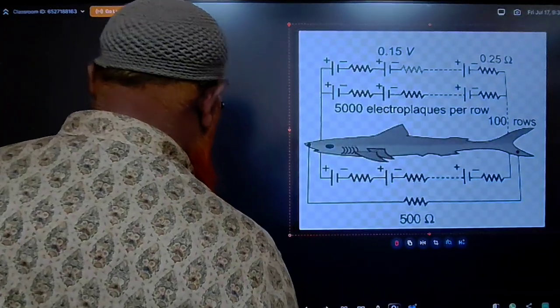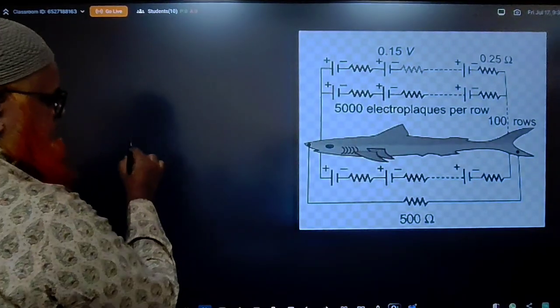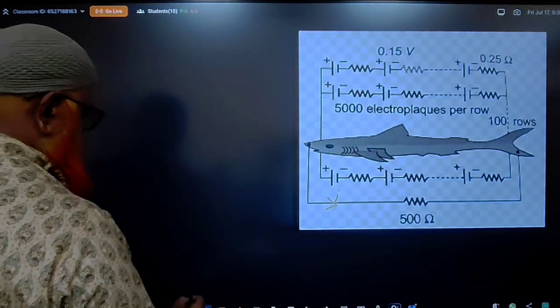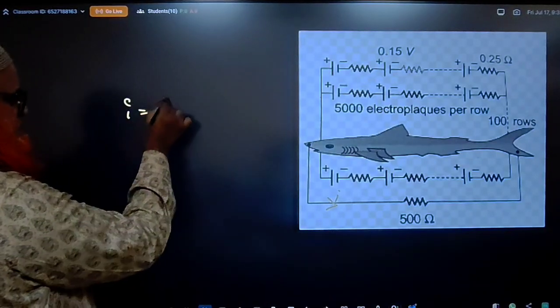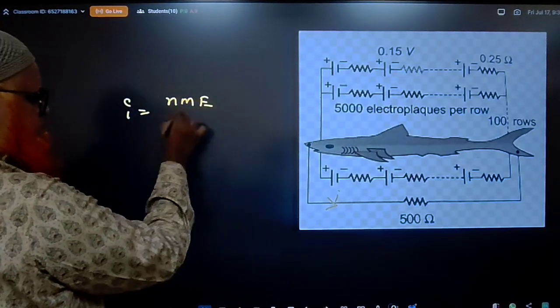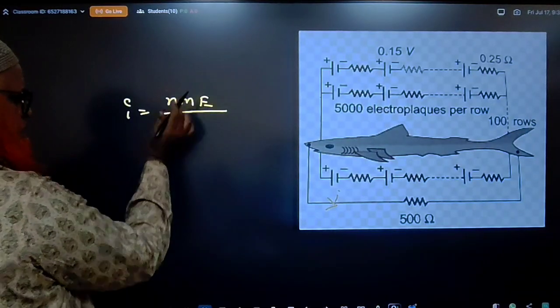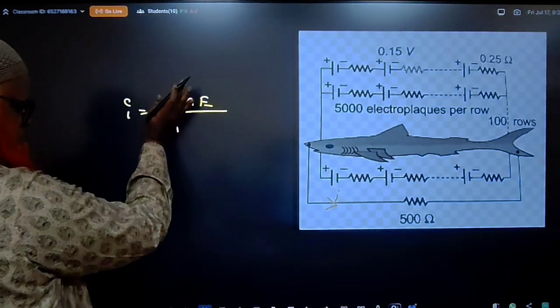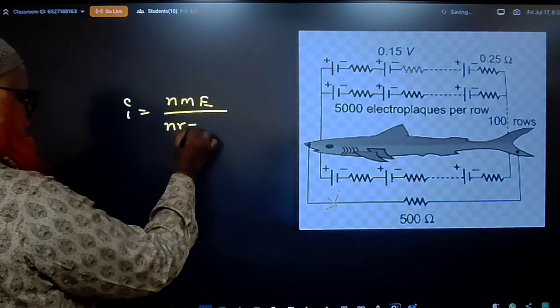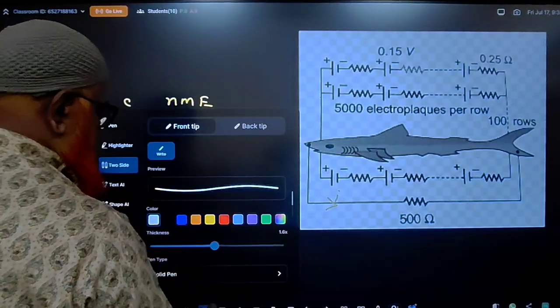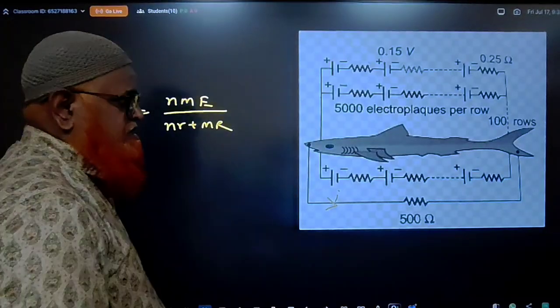Okay, come on, solve this problem now, all of you. He's asking us to find out what is the current passing through this. To find the current, you should know the formula: N into M into E divided by N into small r plus M into capital R. The electrical circuit will look like this.